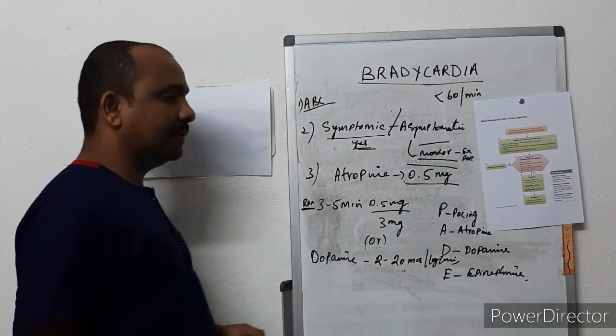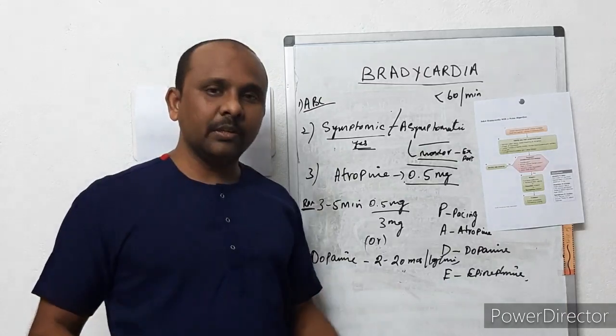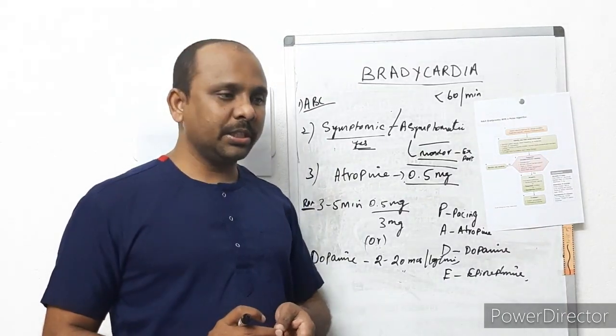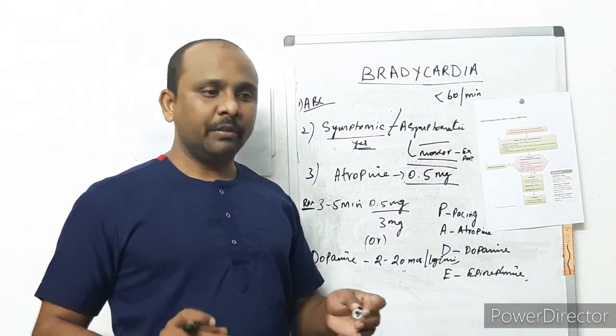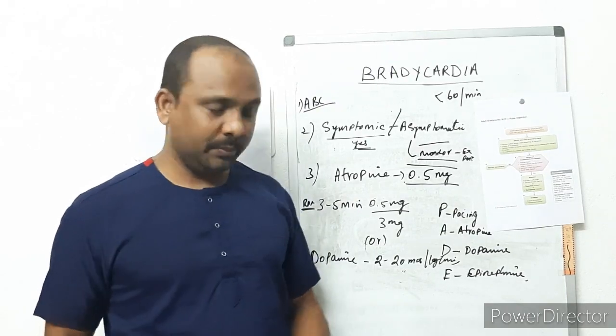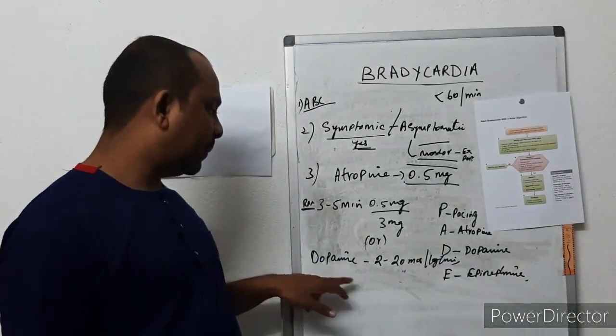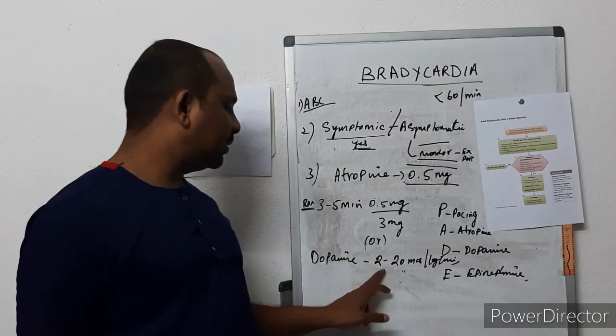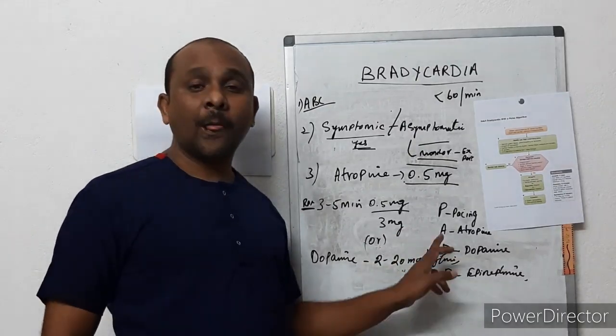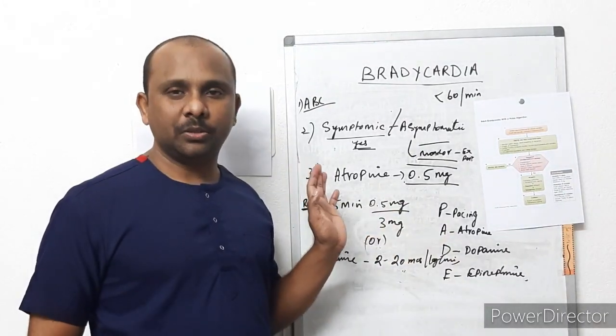See, dopamine is a very sensitive drug. Dopamine itself can produce arrhythmias. We have seen in some clinical scenarios where dopamine produced ventricular arrhythmias. So be careful with dopamine. We can start dopamine at 2 to 20 mcg per kg per minute. That is the bradycardia dosage, right?